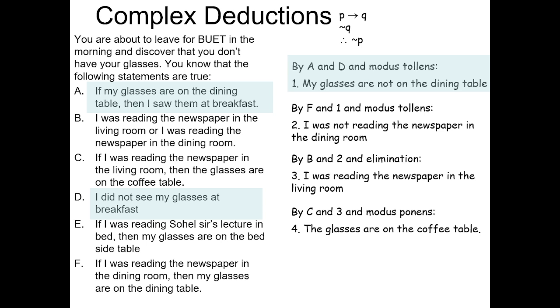Look, by applying A and D in modus tollens, you can say that your glasses are not on the... Yep, this is the modus tollens. P implies Q, so if not Q, then not P. This is like the contrapositive version of it. By if and this one. What is if?